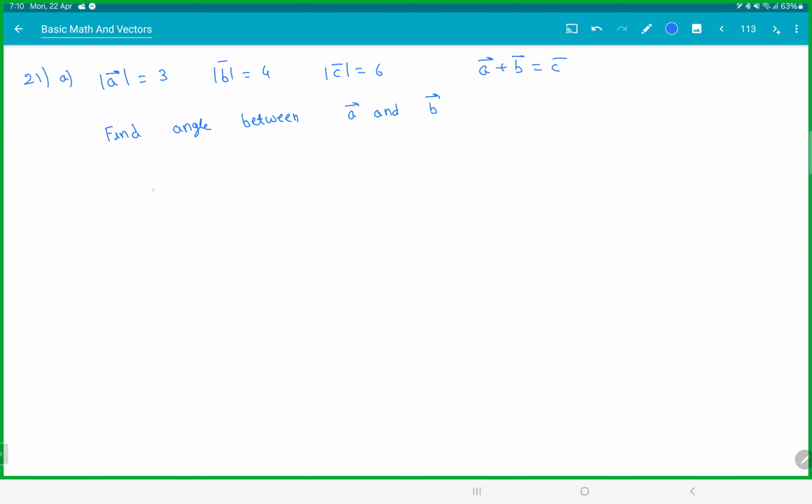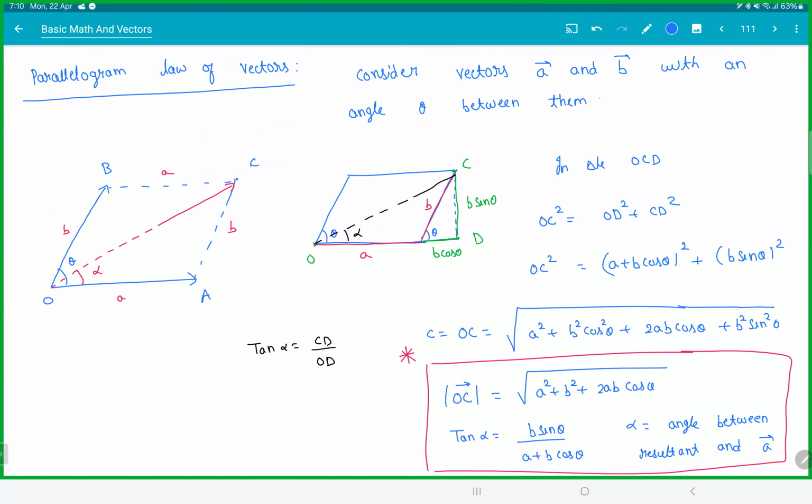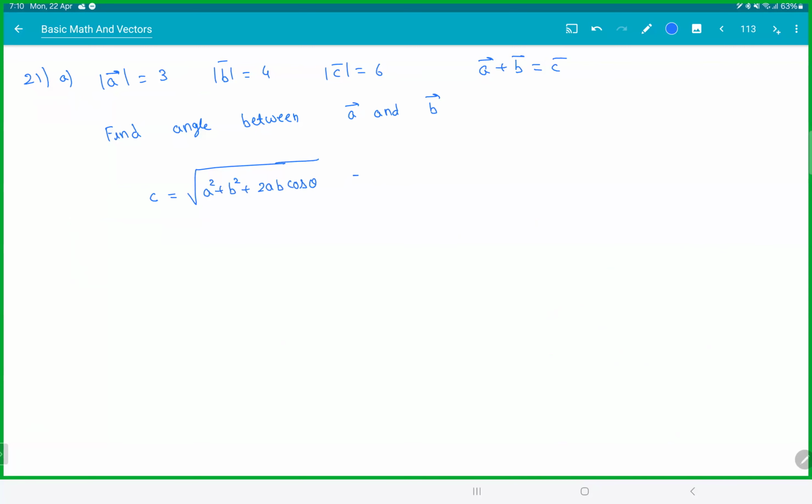You just need to substitute, right? What is the formula? C, that is the resultant, is root over A square plus B square plus 2AB cos theta. So basically, when you wrote mod C, that is only C actually, the magnitude. So just substitute the values here. So C value is 6. Root over 3 square plus 4 square plus 2 into 3 into 4 into cos theta. This would be 36 and this would be 25 and this would be 24 cos theta. Cos theta is 11 by 24. Another non-standard angle. So you can leave the answer there.